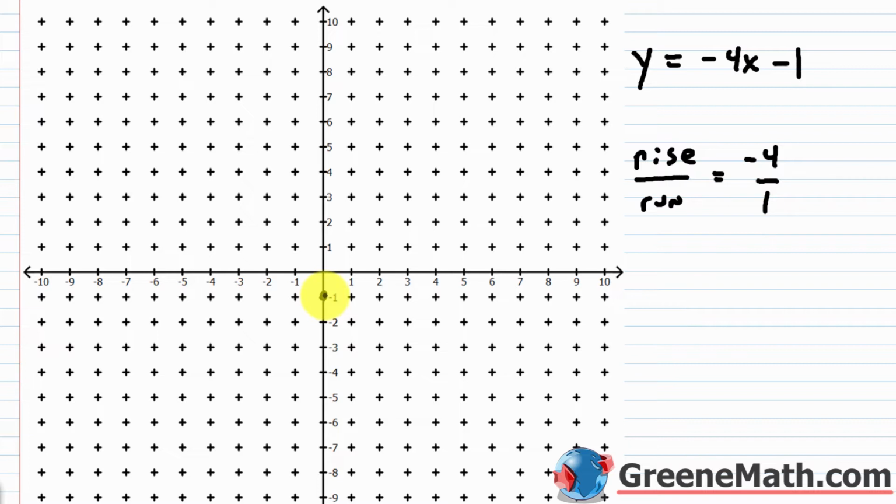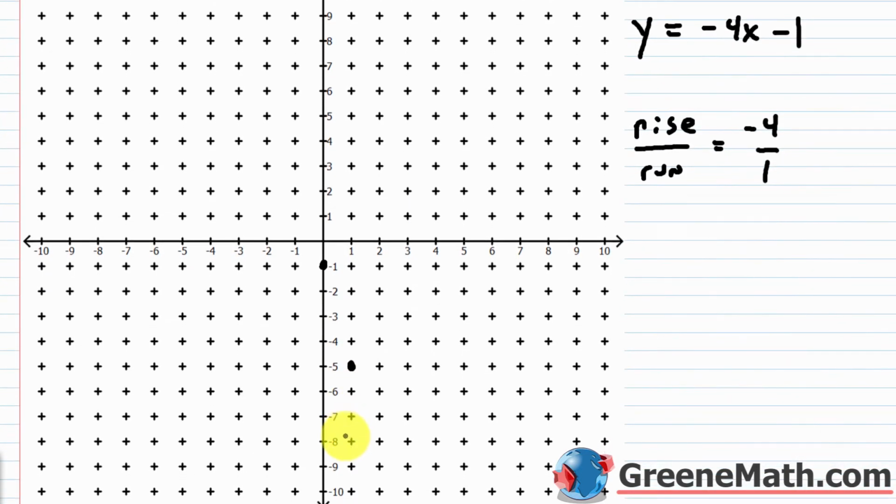So I fall 4, 1, 2, 3, 4, I go to the right 1. Or I can think about this as 4 over negative 1. So I could start here and I could go up 4, 1, 2, 3, 4, and go to the left 1. So now when I sketch this graph, remember this is a solid line now. This boundary line is part of the solution.